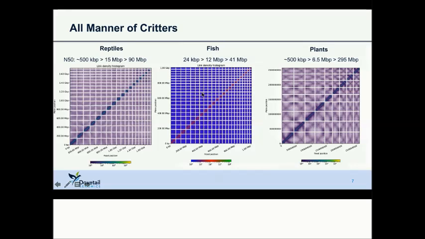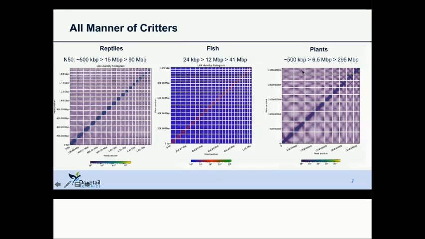Here a fish, I apologize for the quality of the plot here. 24 kilobases, so a much more fragmented input assembly than either the reptile or the plant on the right. Nonetheless, we can still work with that. We scaffold that with the Chicago library, again, to get it to an intermediate scale of 12 megabases. And then when we add the high C library, that takes us up to 41 megabases.